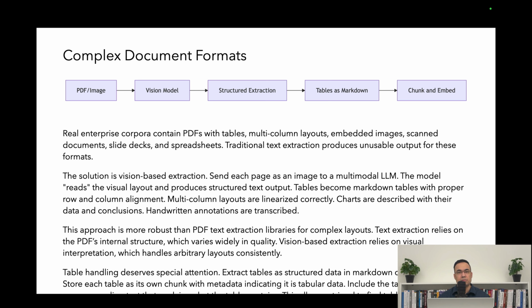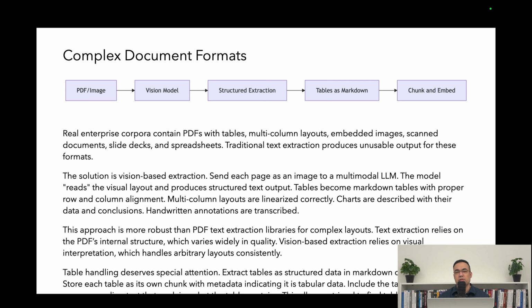Table handling deserves special attention. We should extract tables as structured data in Markdown or JSON format. You should store each table as its own chunk with metadata indicating it's tabular data. Include the table caption and surrounding text that explains what the table contains.